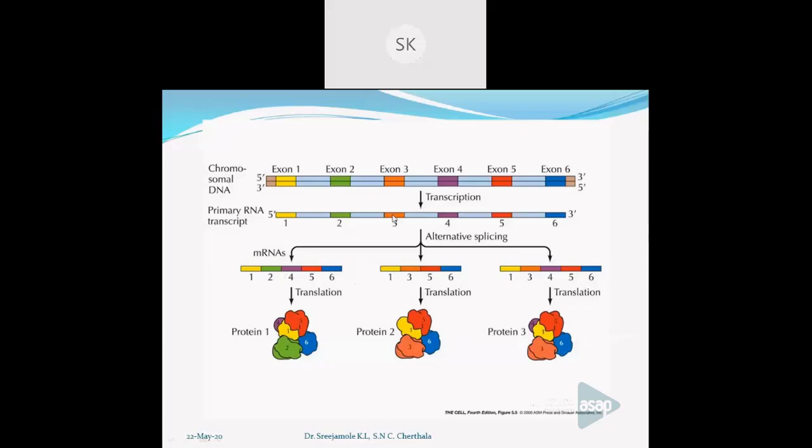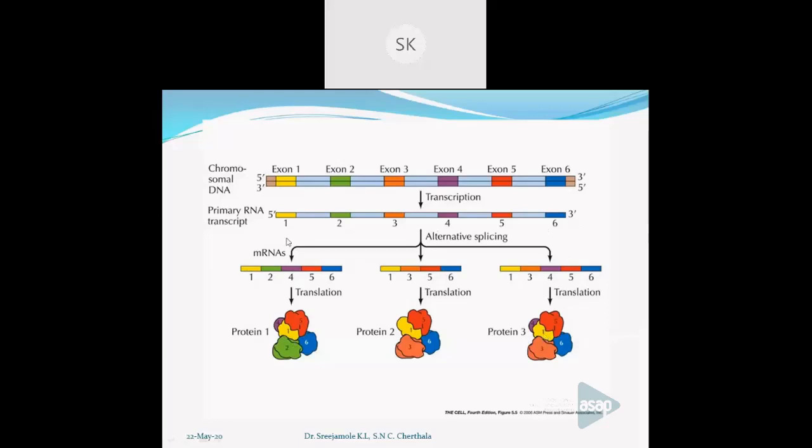So the third exon is missing in the case of the first protein. And in the second protein, we can see only exons 1, 3, 5, 6. That is, the second and the fourth exon are being spliced out. And in the third protein, we can see all the exons are being included. So all these 3 steps of alternative splicing result in 3 different kinds of proteins.